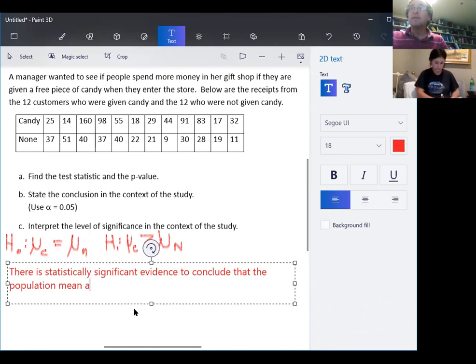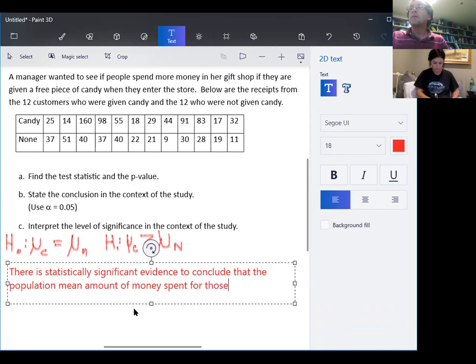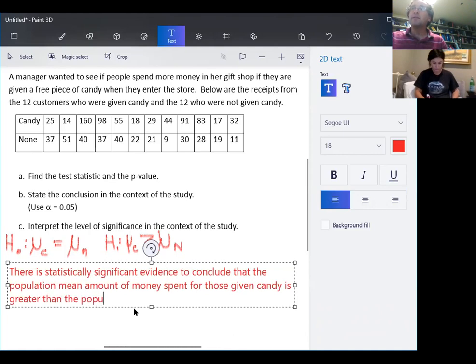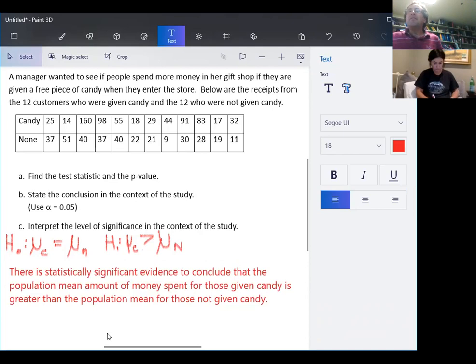amount of money spent for those given candy is greater than the population mean for those not given candy. Any questions on that? Is it starting to feel just like last week? Yeah. But now we have two means instead of one mean.